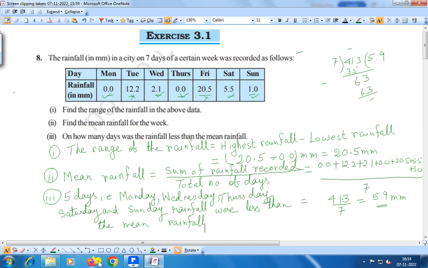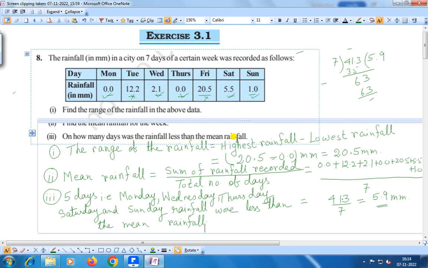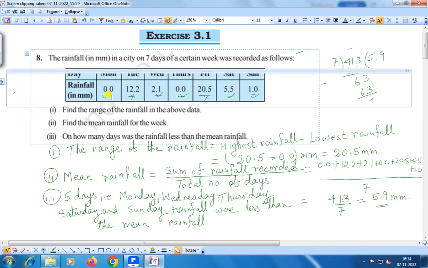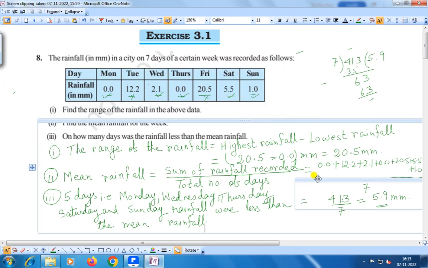Question number 3. On how many days was the rainfall less than the mean rainfall? Here the mean rainfall is 5.9. Therefore, on Monday it is 0.0, it is less than 5.9. On Tuesday 12.2, it is greater than 5.9. Next Wednesday it is 2.1, that is less than 5.9. 0.0, it is less than 5.9. 20.5, it is greater than 5.9. 5.5, it is less than 5.9. And 1.0, it is also less than 5.9.